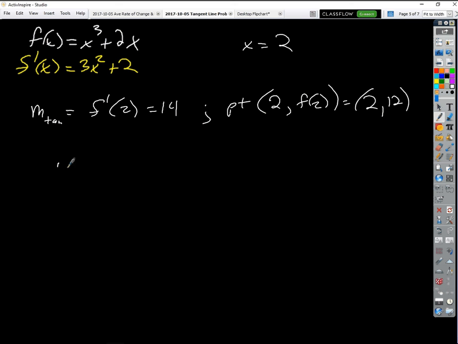So then we get y equals 14x plus b. To solve for b, we'll just plug in a solution, right? Because the slope of the tangent line is 14, right? So that's just going in there. And so then we get 12 equals 14 times 2 plus b. So what's that going to give us for b? 12 minus 28 is what, negative 16?